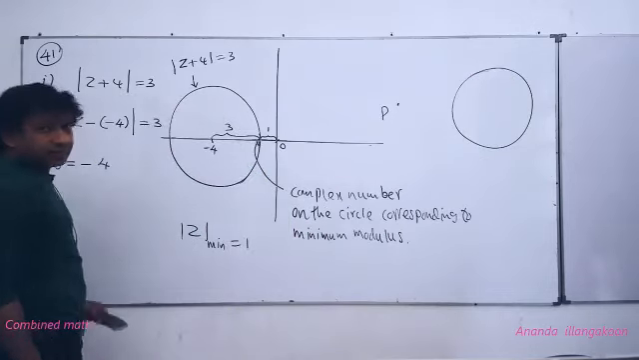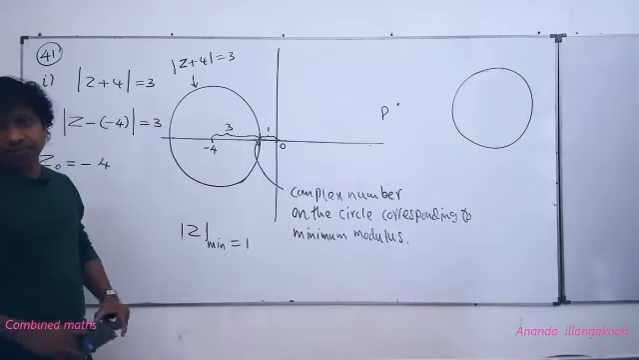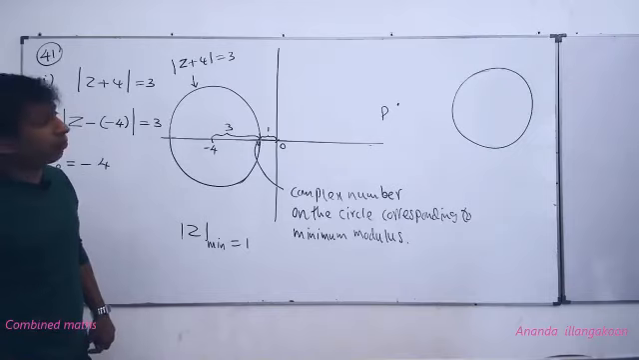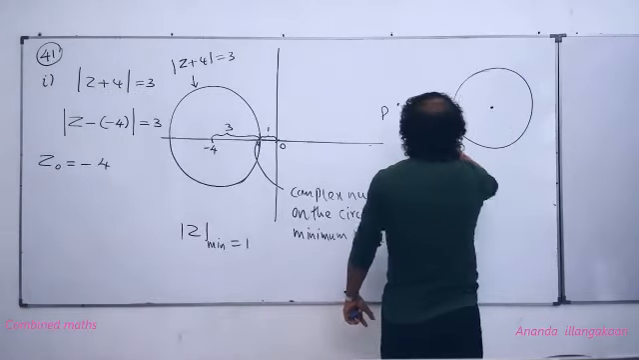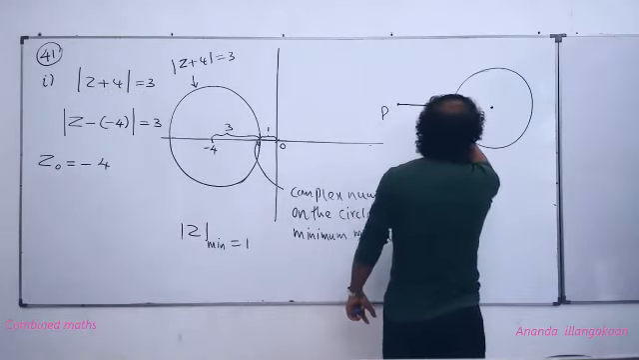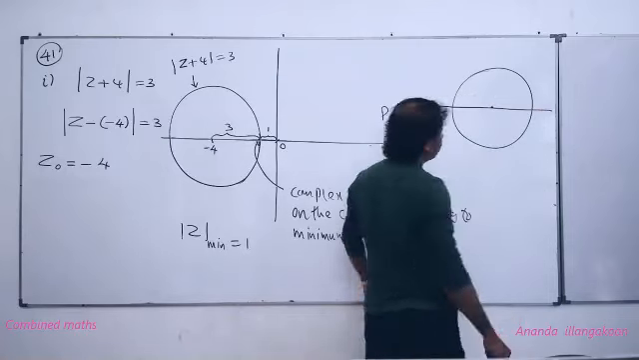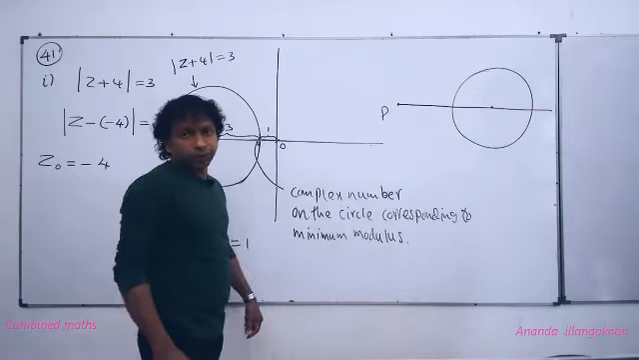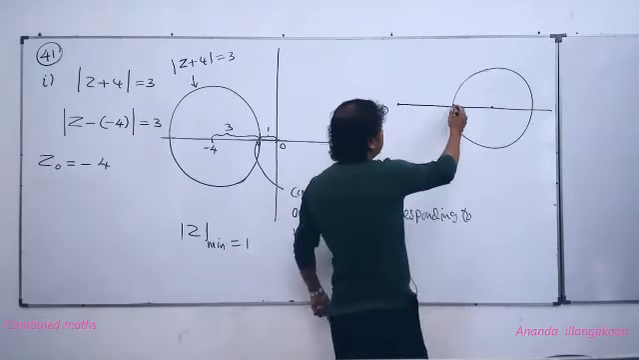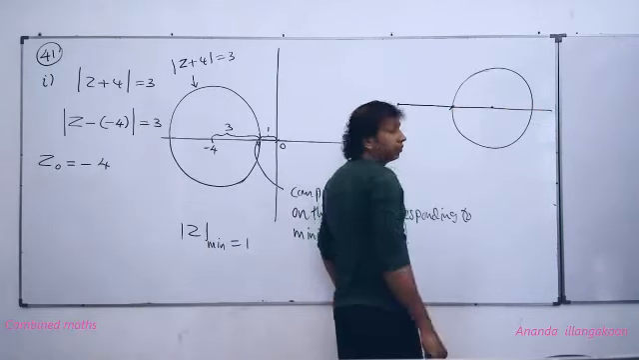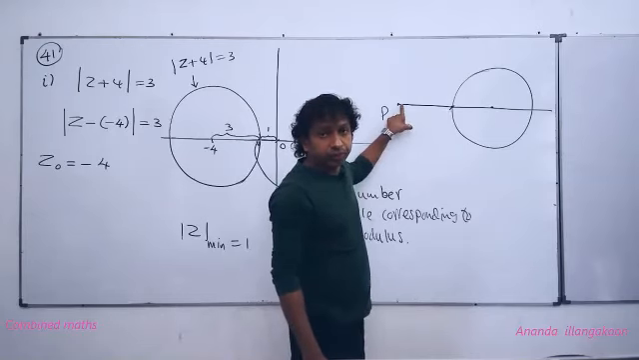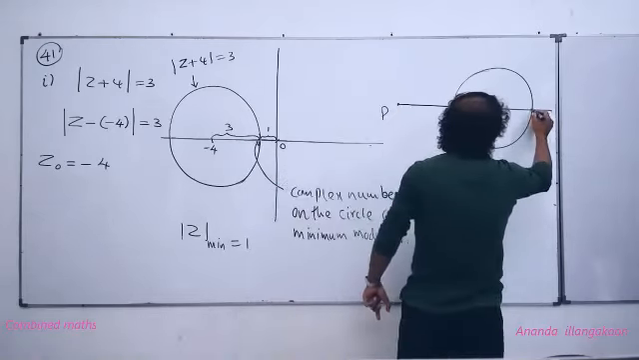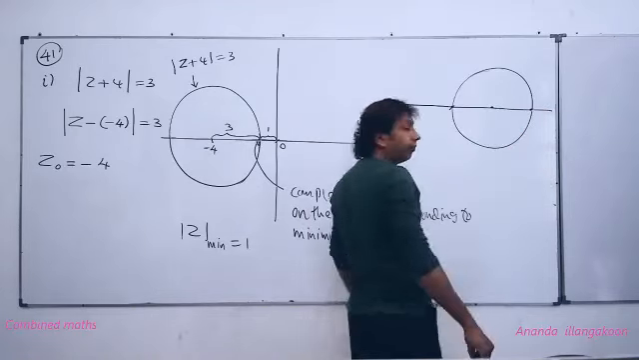The shortest and the longest distances from the point P to the circle, how to find them? Join the center of the circle and this given point P, and draw a line and produce that. Then that line cuts the circle at two points. The first point is this, the nearest point on the circle to the point P. This is the furthest point on the circle to the point P.